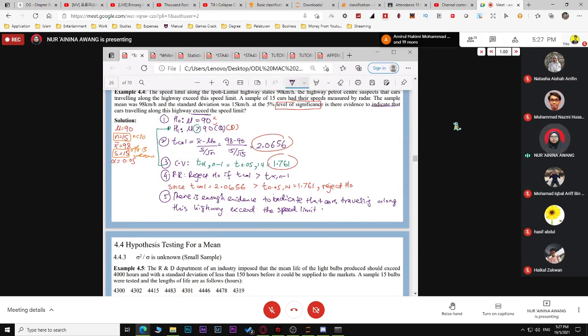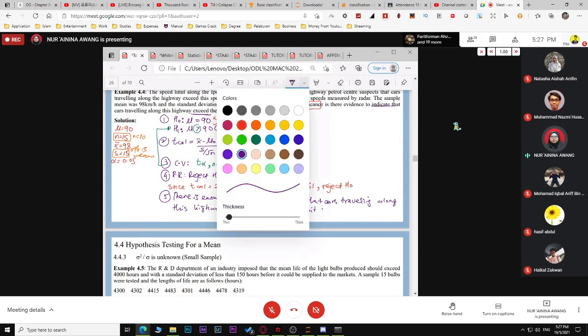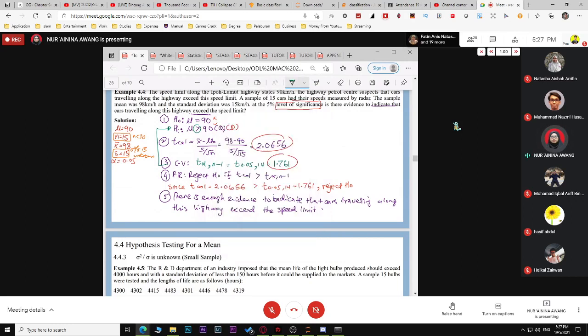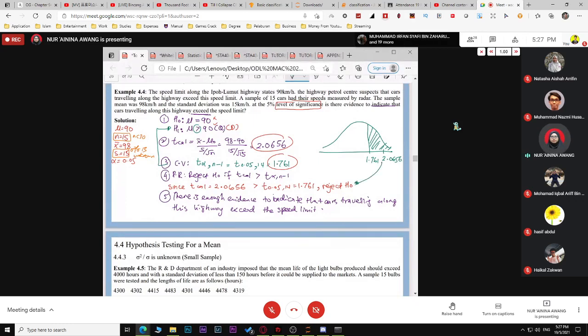So sama kalau macam you tak nampak, tapi usually kalau macam untuk case positif tak ada masalah sangat. Okay, kalau you tak nampak you boleh je lukis. Okay, 1.761. So this is your rejection region. Since our test value is 2.0656, so that's why kita reject H null. Okay. Alright, so okay, for example 4.4 boleh?